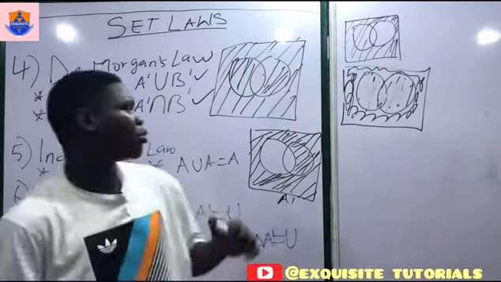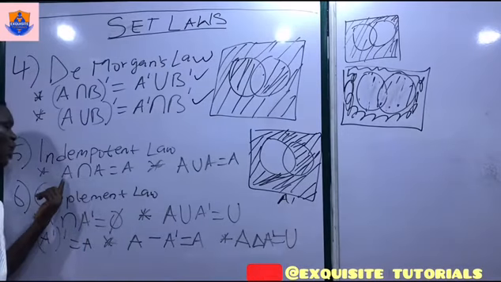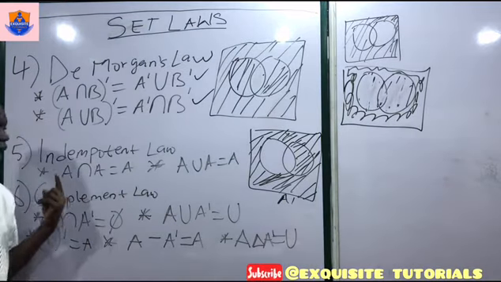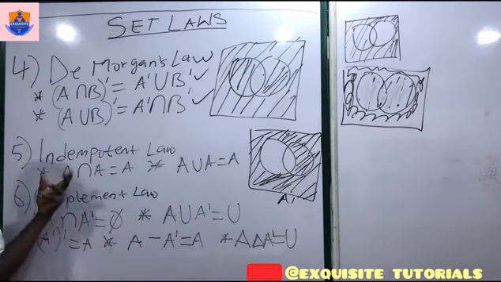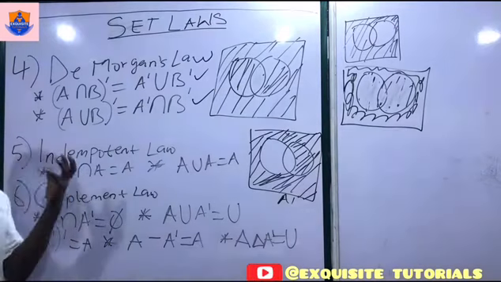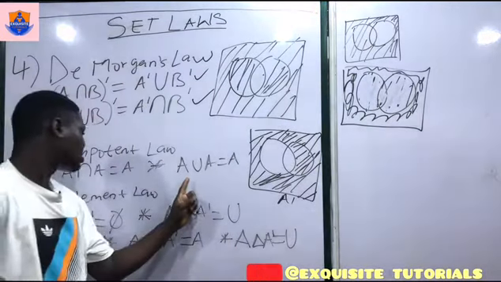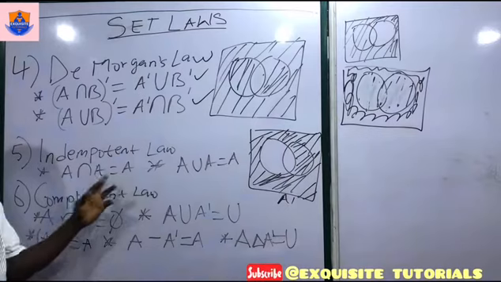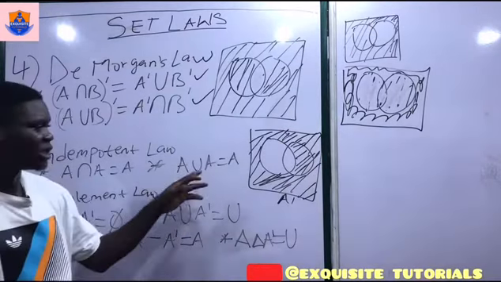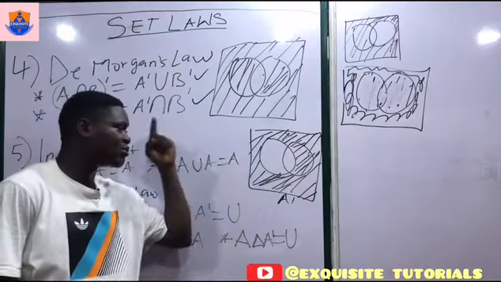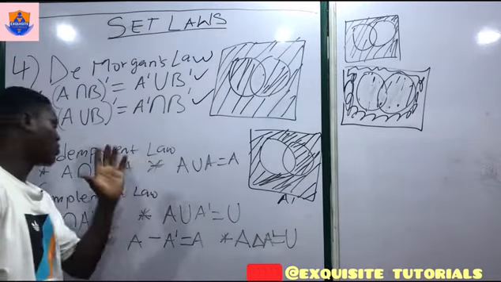Now, for the idempotent law, it's comparing a set with itself. When you have a set A and you union it with itself, you will get the same set. There's no need for you to stress yourself and prove it. It's something you can easily just see and know. When you intersect set A with itself, you get A. So this idempotent law is already verified to be true.